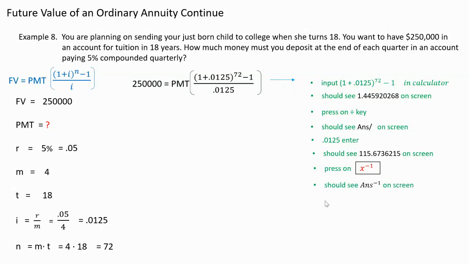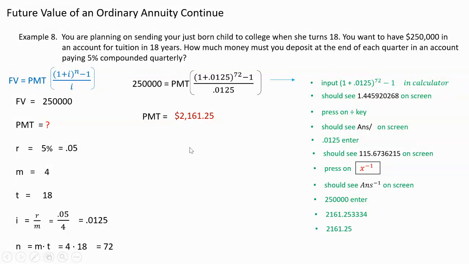Now you're going to hit the inverse key. Once you hit the inverse key, this is what you should see on the calculator. Then you're going to enter that 250,000. So this is the answer here, 2161.253334, which rounds off to $2,161.25. So that's my payment. That's how much money the person had to deposit every quarter, every 4 months.